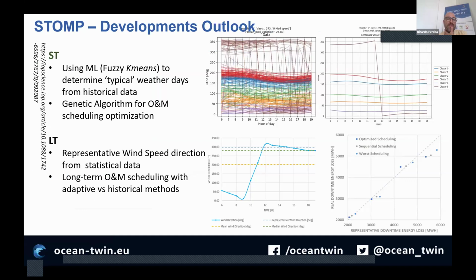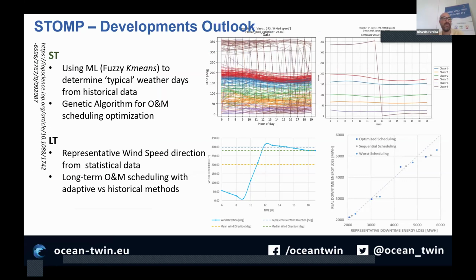For future improvements, two main things. One is that we're planning to use machine learning to determine the typical weather days from historical data, basically clustering the days into typical days, and also using a genetic algorithm for the optimization, which will allow us to do more maintenance operations in less time. So to make the use of the time a little bit more efficient.